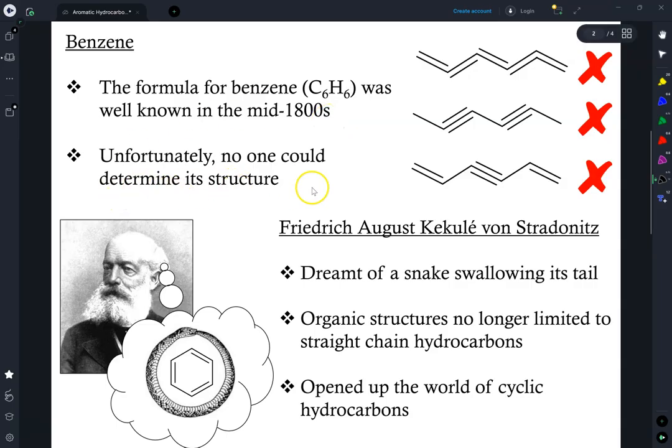Unfortunately, no one could determine its structure. Many chemists tried different variations of singles, doubles, and triple bonds, but no one could come up with a structure that matched the properties of benzene, C6H6.